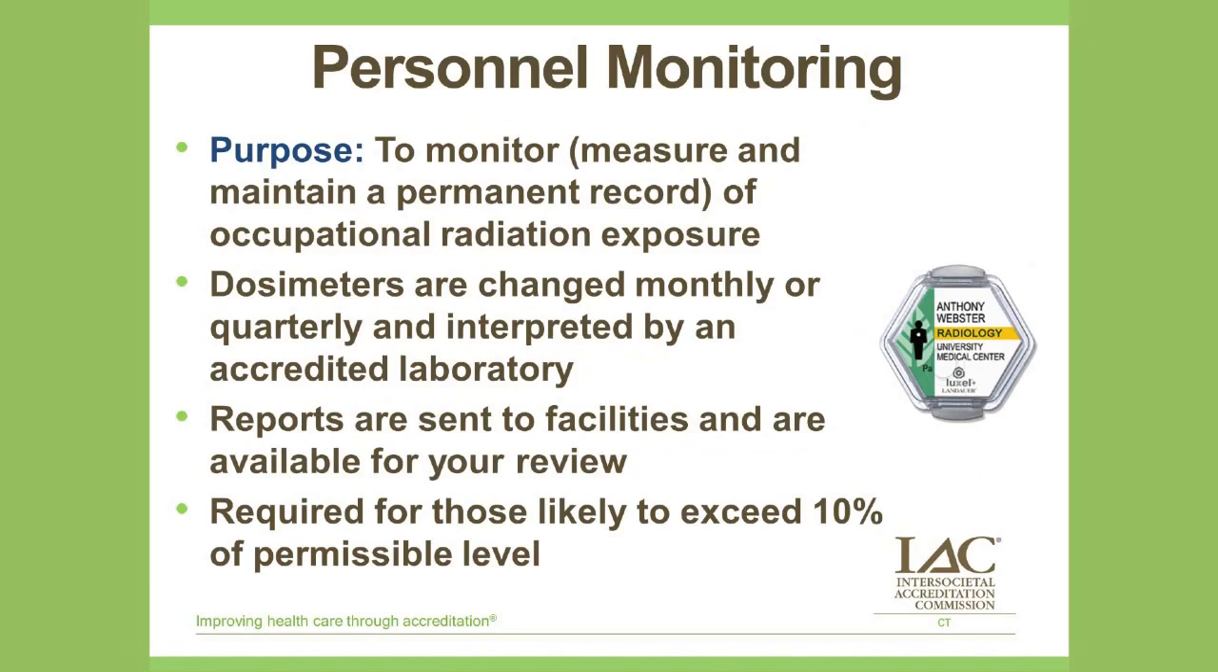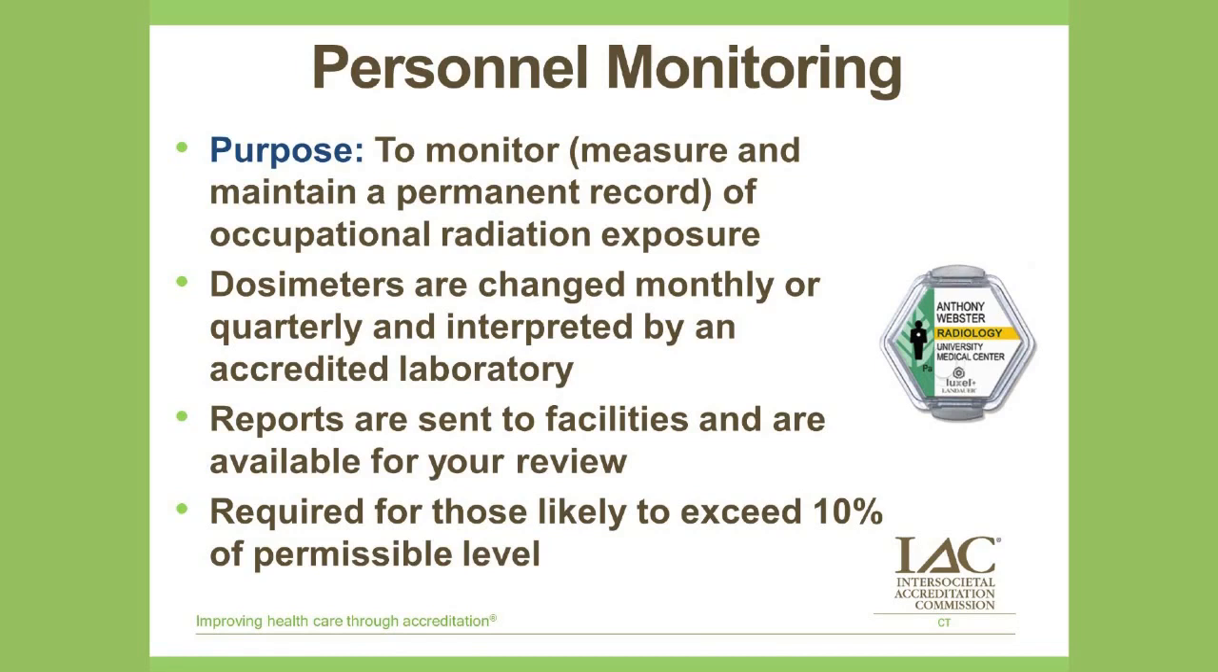So I just mentioned personal monitoring. So what is personal monitoring? It's to monitor and to maintain a permanent record of the occupational radiation exposure. We might change out dosimeters monthly or quarterly, and they're sent to an accredited laboratory. Reports are sent to facilities, and they're available for your review. And you should know where to be able to review that.